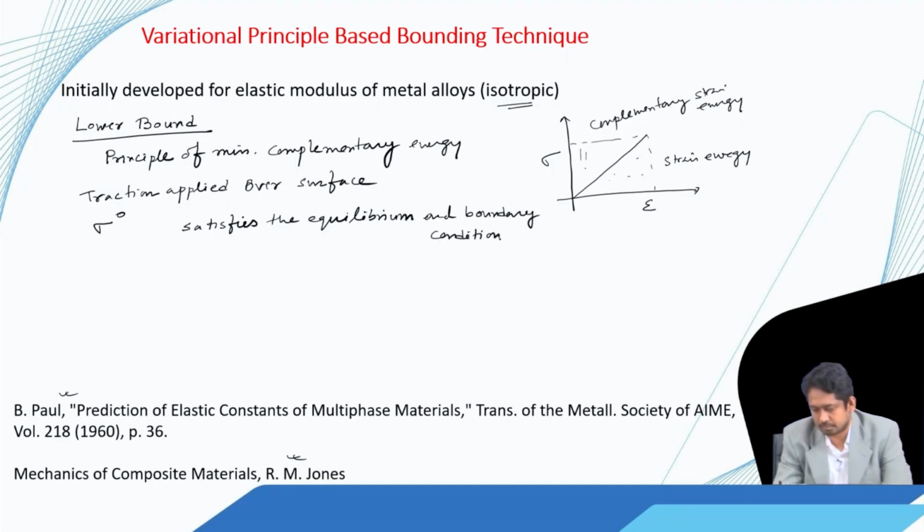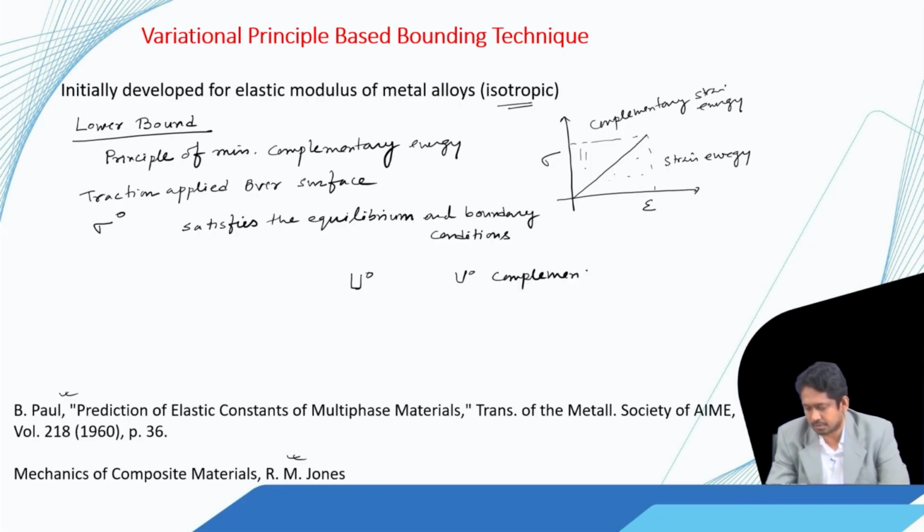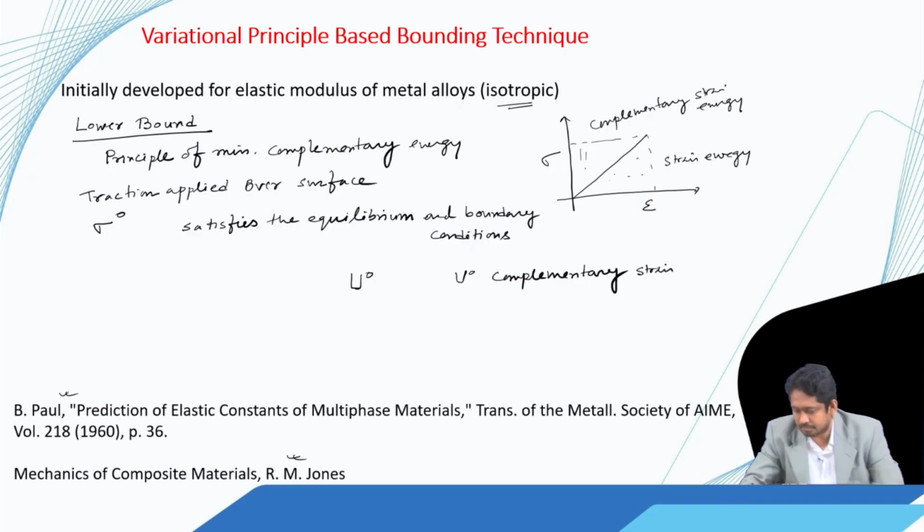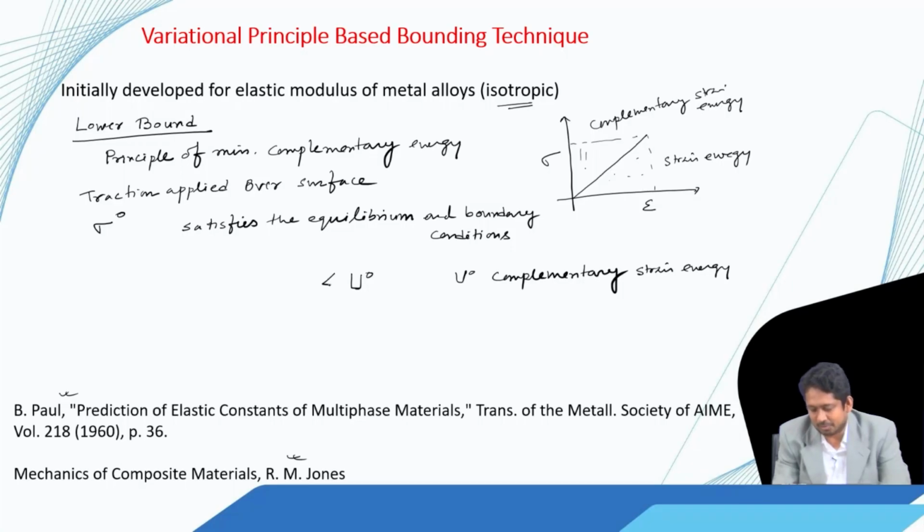Now, based on this, if we find out U0 as the complementary potential energy, so U0 is complementary strain energy, which is also a potential energy, then the actual complementary strain energy U should be less than U0.